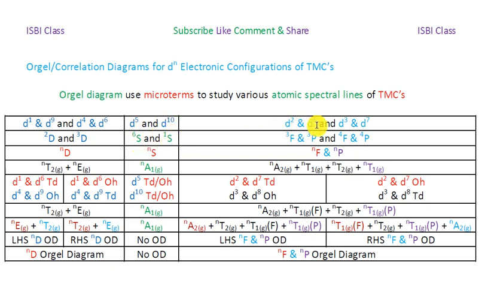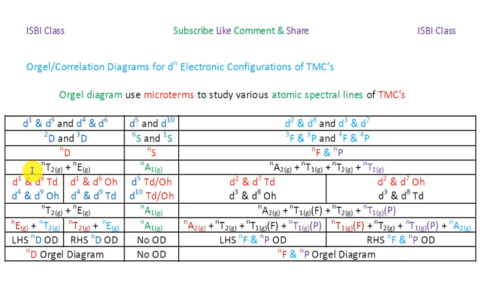For d2 and d8, the ground energy term is 3F and the higher energy term is 3P. For d3 and d7, the ground energy term is 4F and the higher energy term is 4P. I am writing 3F and 3P, 4F and 4P in general as nF and nP. 6S and 1S I am writing in general as nS. 2D and 3D I am writing in general as nD.